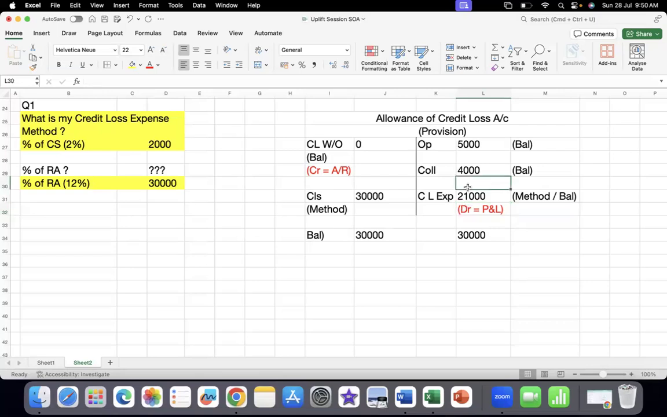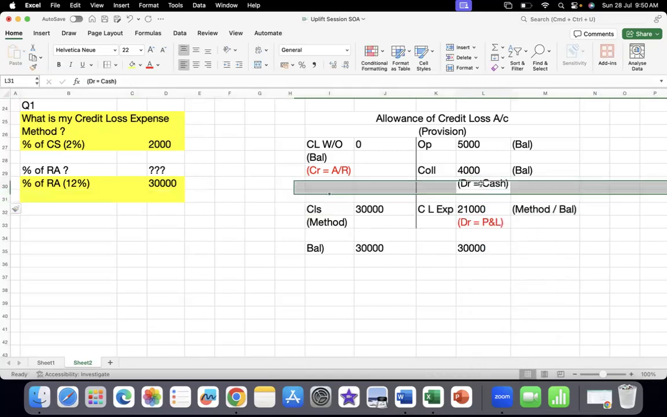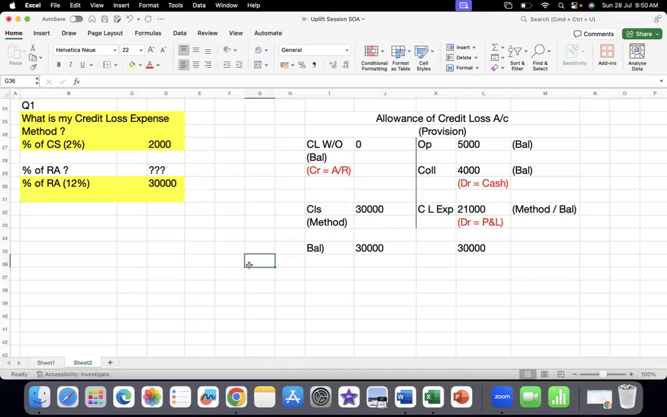For collection as well, does collecting an amount affect your accounts receivable? The answer is no, it doesn't affect, because you debit the cash account and you credit your allowance account. So whenever the question asks whether it affects your balance sheet, just make sure that the entry has a balance sheet item involved in it. If it has, it will affect. If it doesn't have, it will not affect.